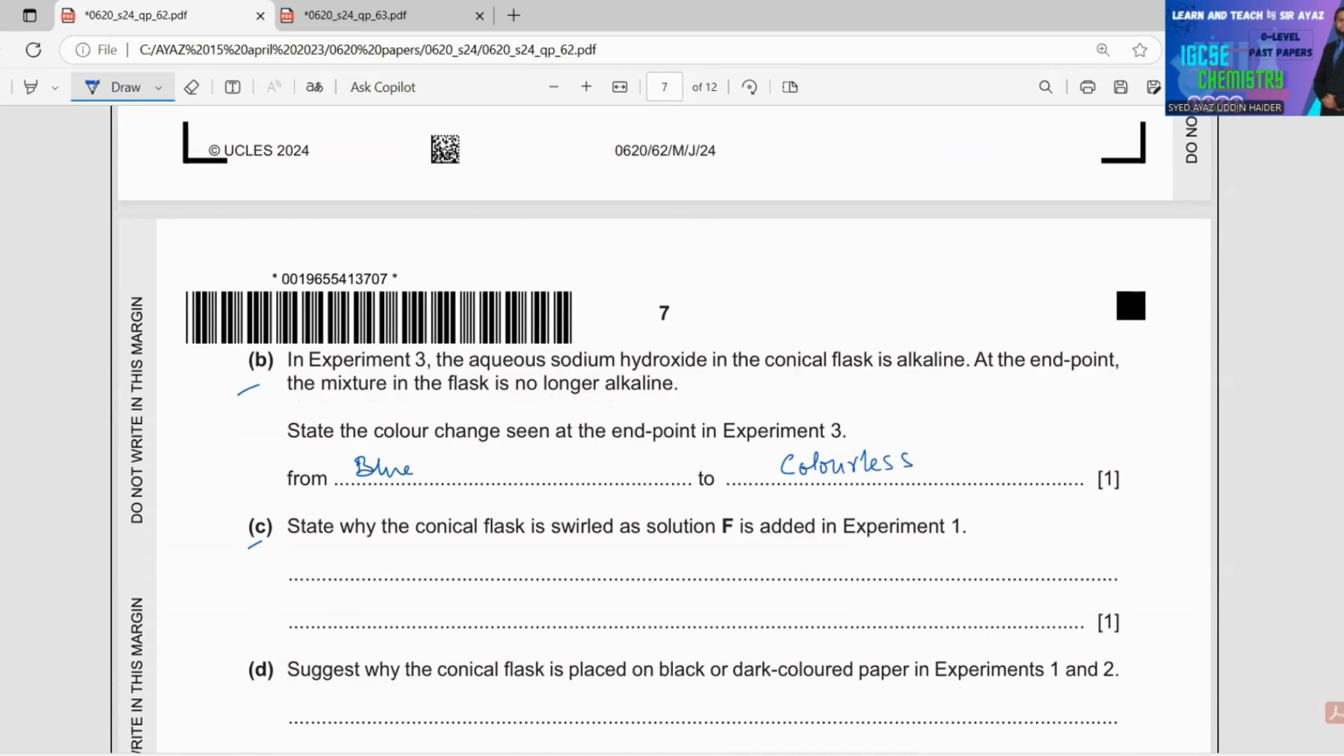C. State why the conical flask is swirled as solution F is added in experiment 1. Definitely we are reacting or mixing reactants. Mixing the contents of the reaction mixture.